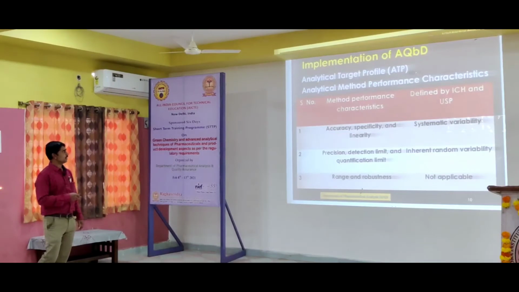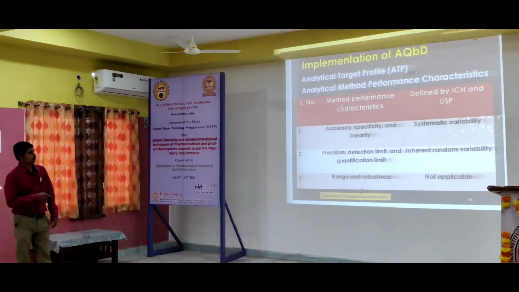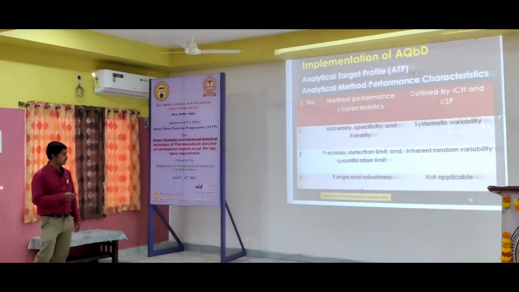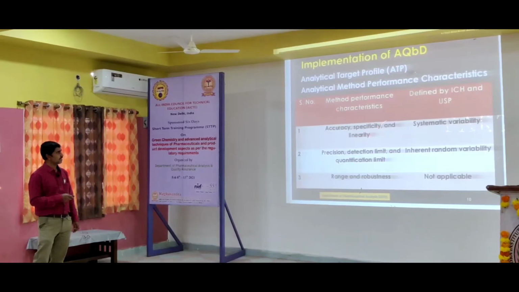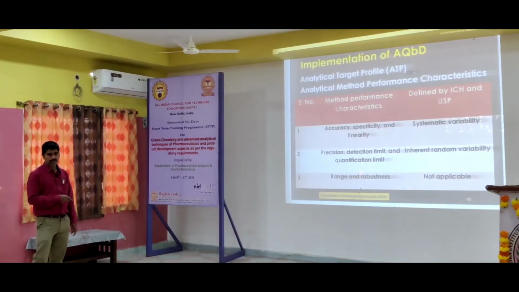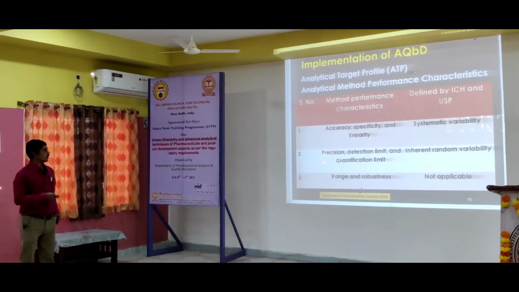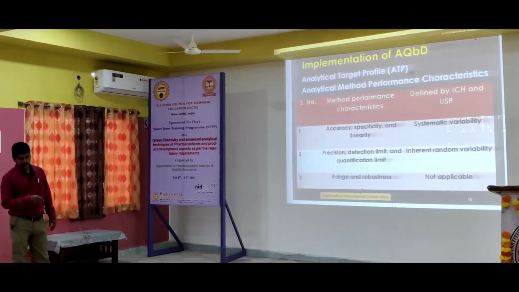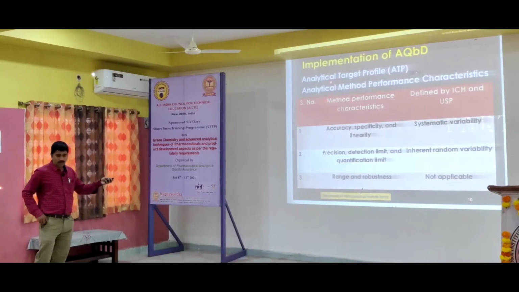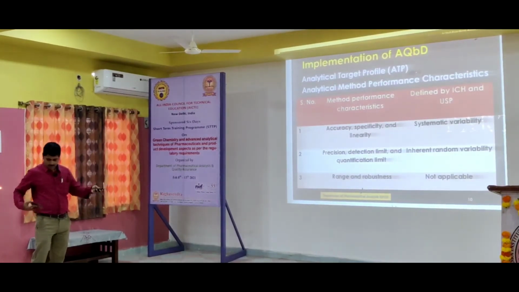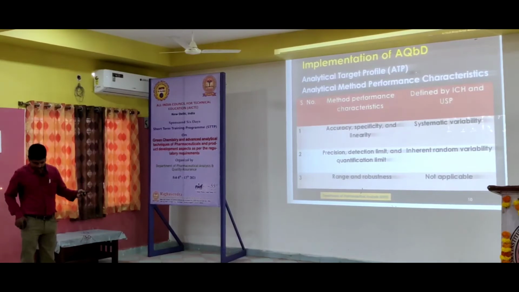So implementation of AQBD: analytical target profile, analytical method performance characteristics. The first one is method performance characteristics: accuracy, specificity and linearity. We are going to see these in analytical method development, AQBD. And the same parameters are defined in the ICH as systematic variability, and precision, detection limit, LOD and LOQ, inherent random variability as per ICH. Of course, all are covered in AQBD and are there in the ICH. To show that, we have this slide.